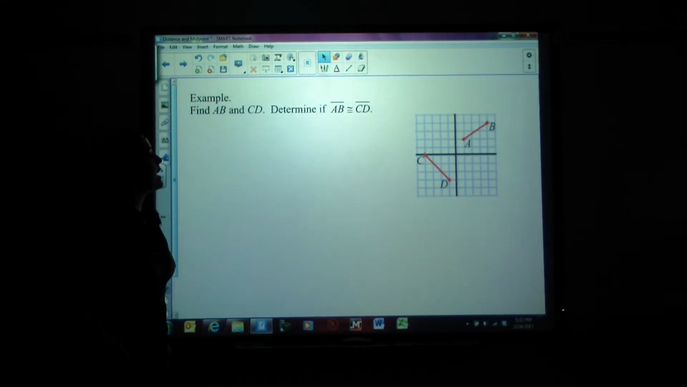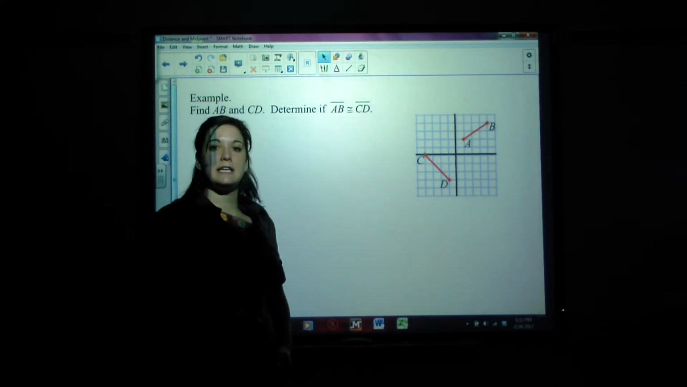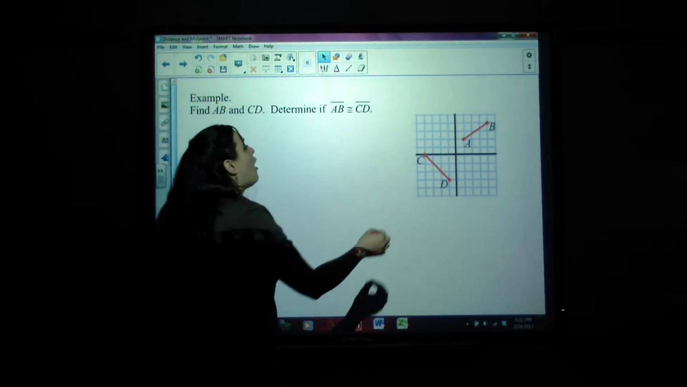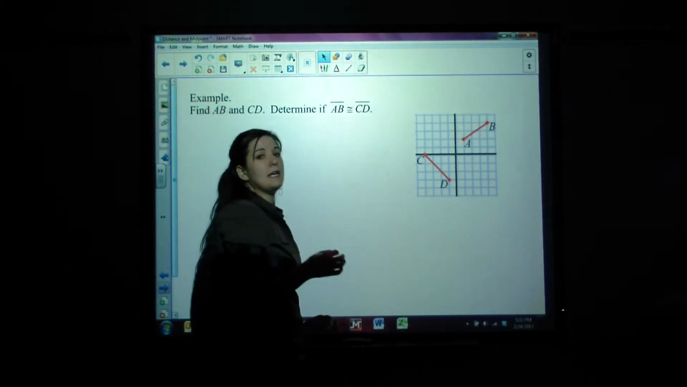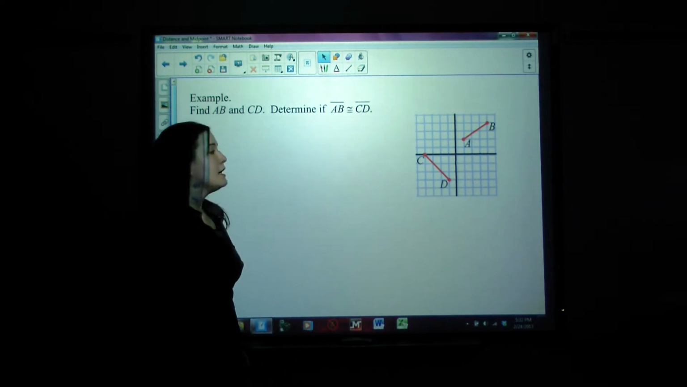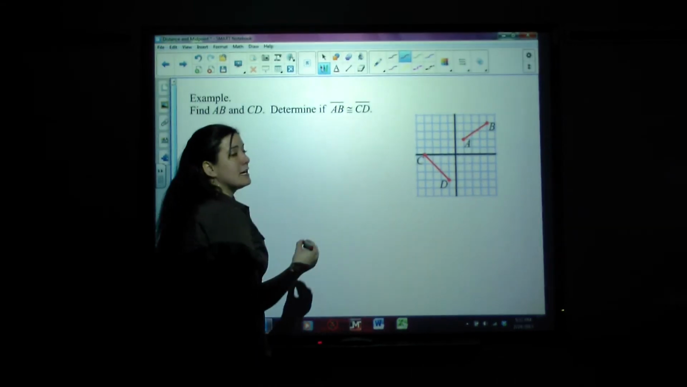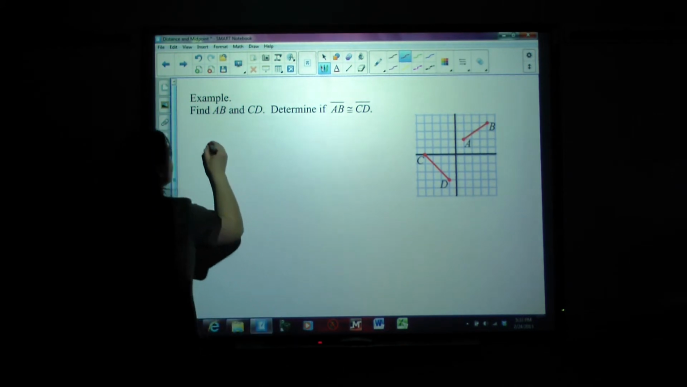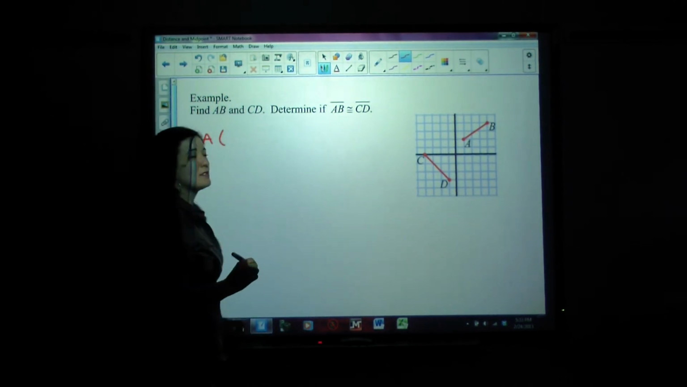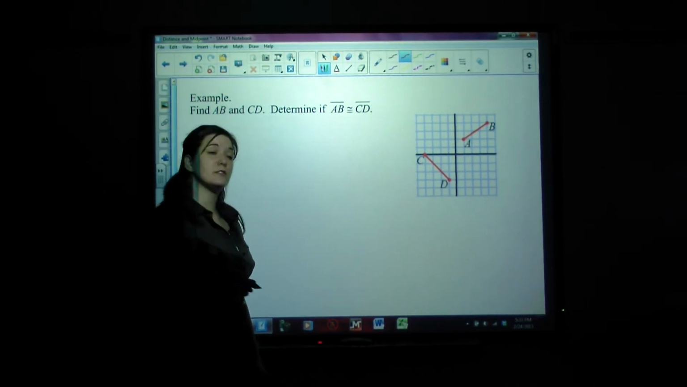This example says find the length of AB and the length of CD, and to determine are these two segments congruent, meaning are they of equal lengths. So what we can do first is start with A and B. First, when I'm starting with A and B, it's probably going to be helpful to figure out where is A and B.